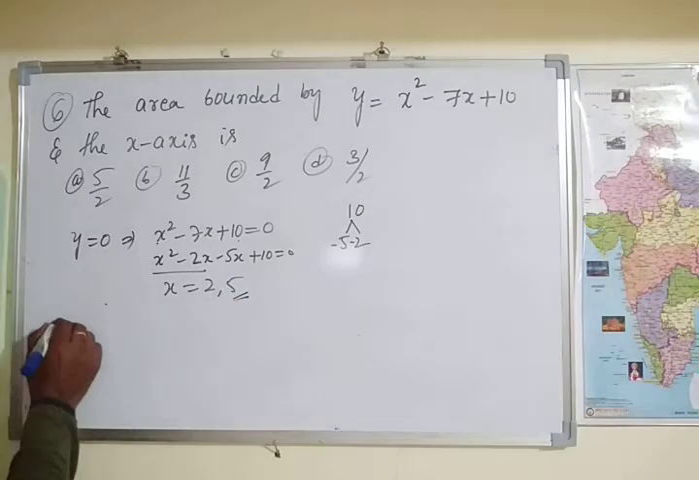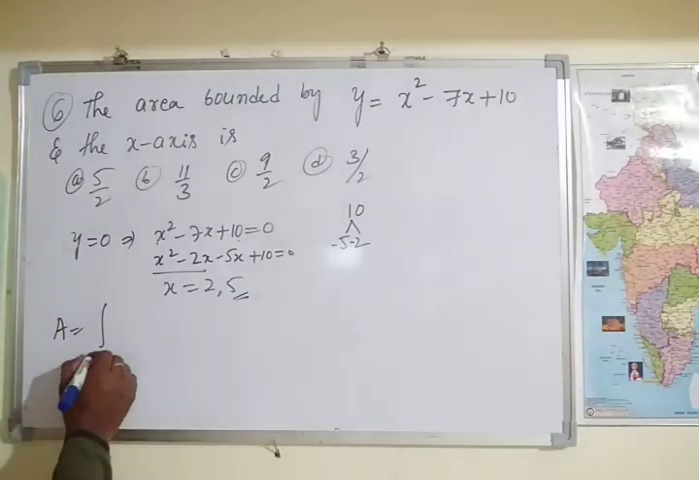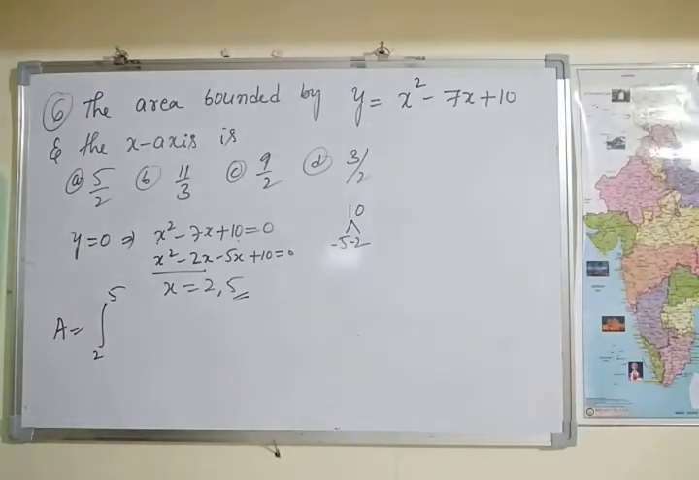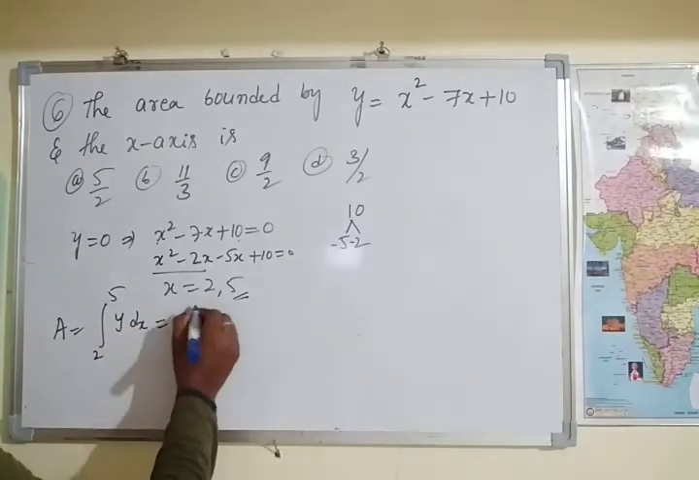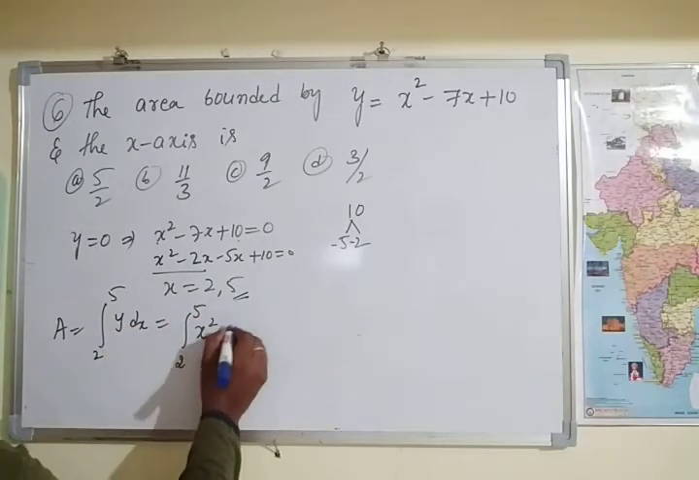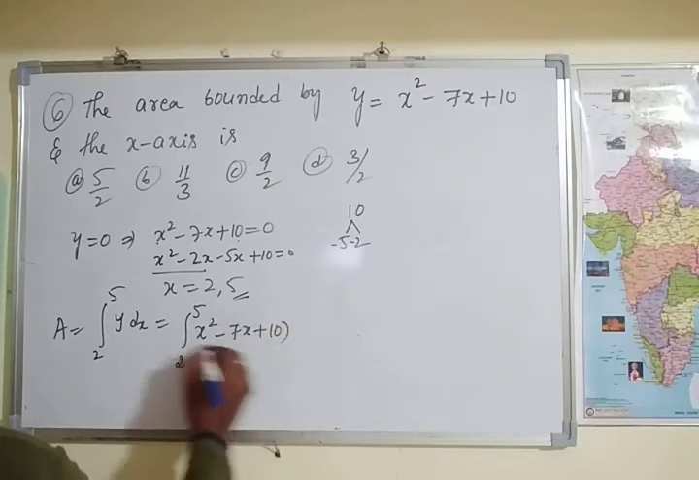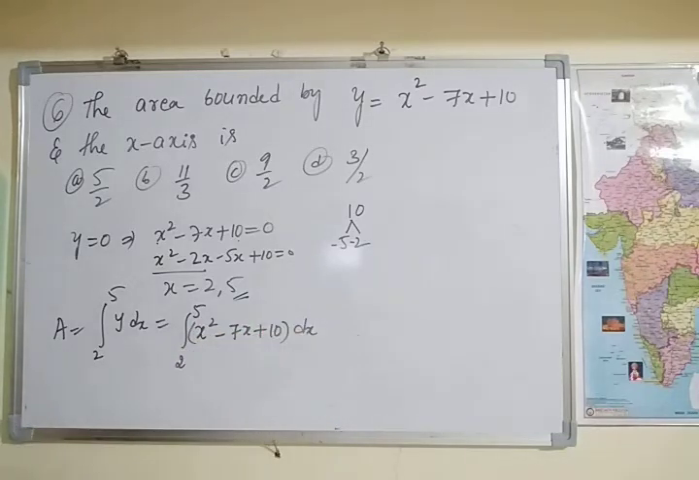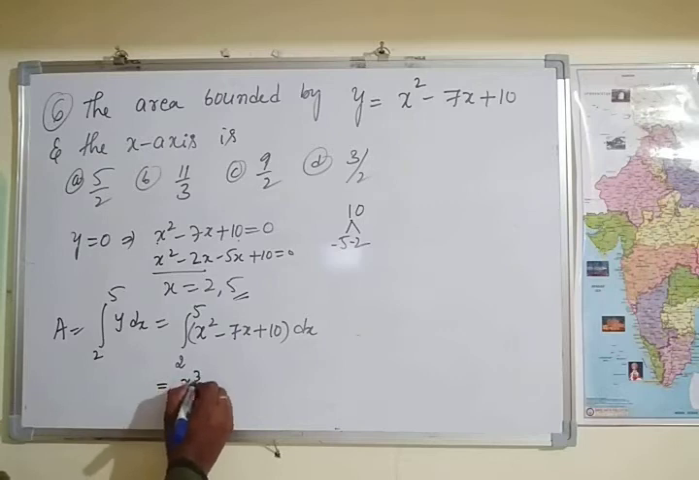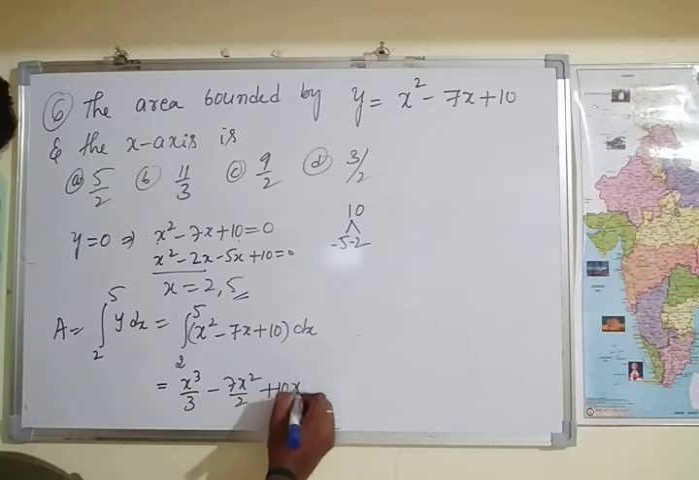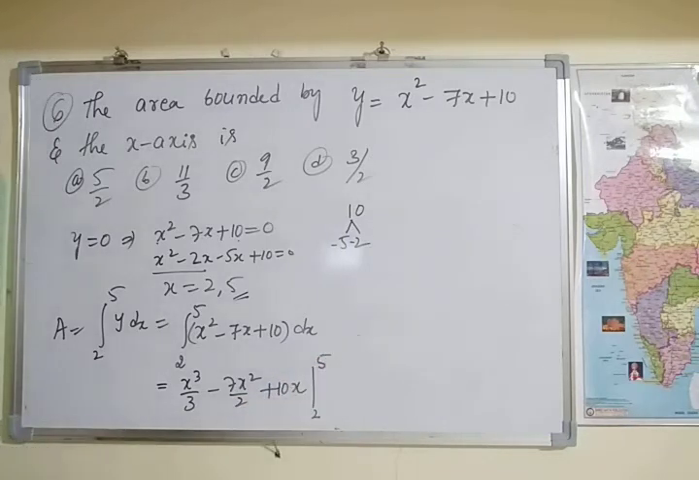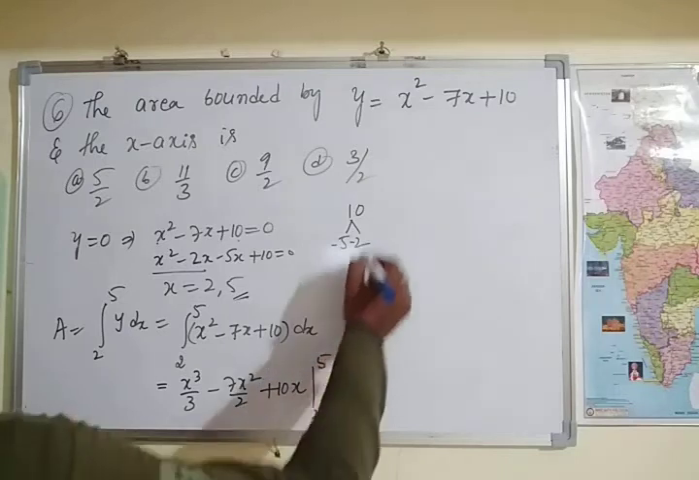Now the area is the integral of y dx, where x varies from 2 to 5. That is the integral from 2 to 5 of (x² − 7x + 10) dx. Now simplify the result. This equals x³/3 − 7x²/2 + 10x from 2 to 5. The upper limit is 5 and the lower limit is 2.